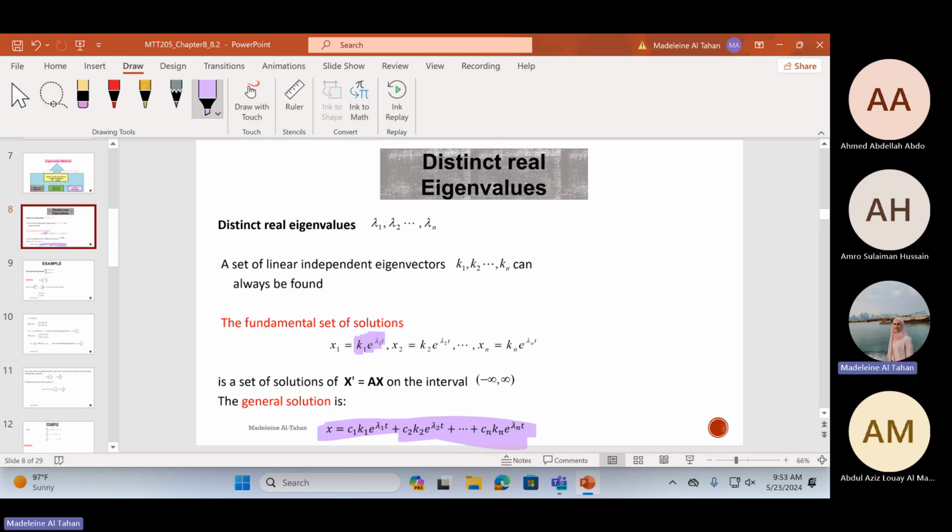Did we finish writing our notes? So the fundamental set of solutions is K1 e^(lambda 1 t), K2 e^(lambda 2 t), until we reach Kn e^(lambda n t), and the linear combination of it will be the general solution.